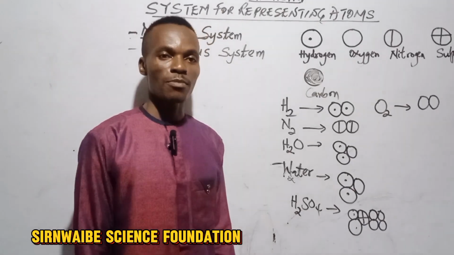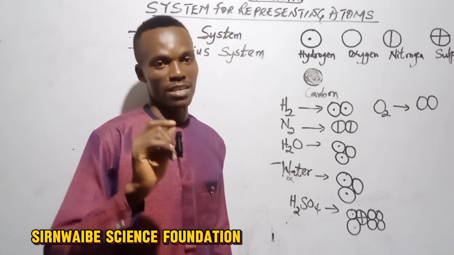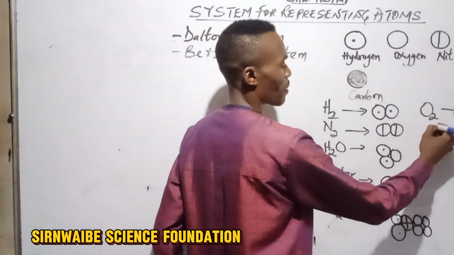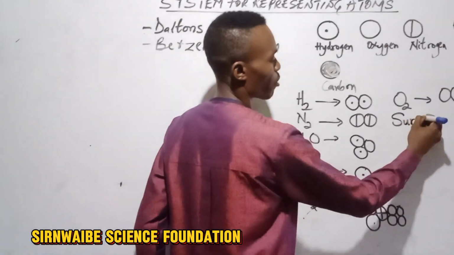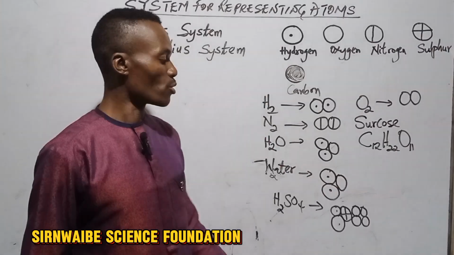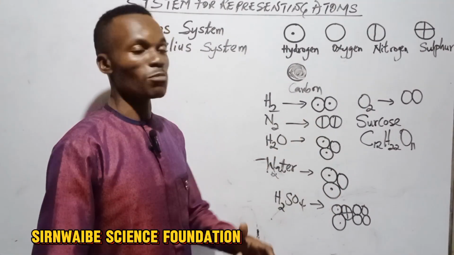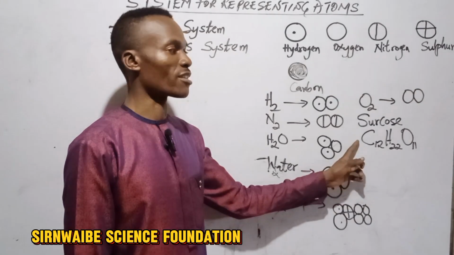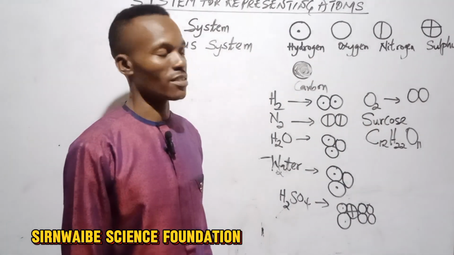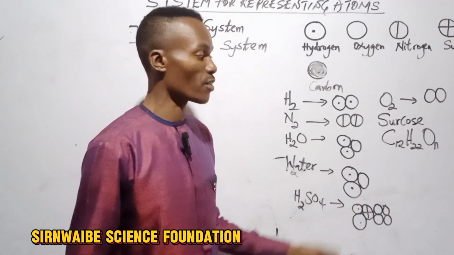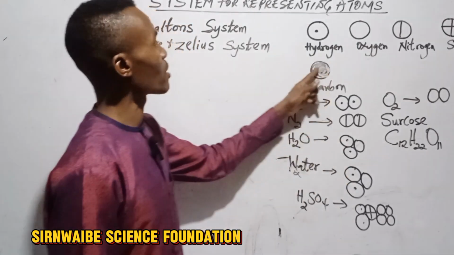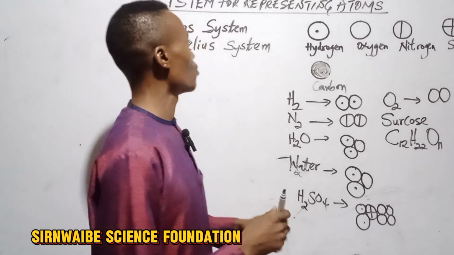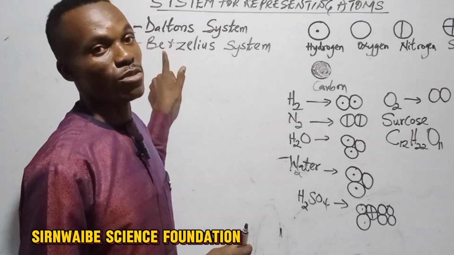However, this method was discarded based on certain reasons. Now, imagine if you have a bigger compound like sucrose, or what we call cane sugar. You see that you draw these symbols and it will be very difficult for you to draw all of them. In case you can't represent it up to 4 or 5 times, you will see that it will be very difficult to represent it. So based on that, Dalton's system was discarded. In my next video, we're going to talk about Berzelius system.